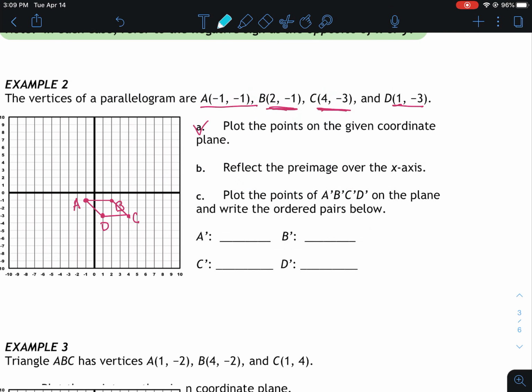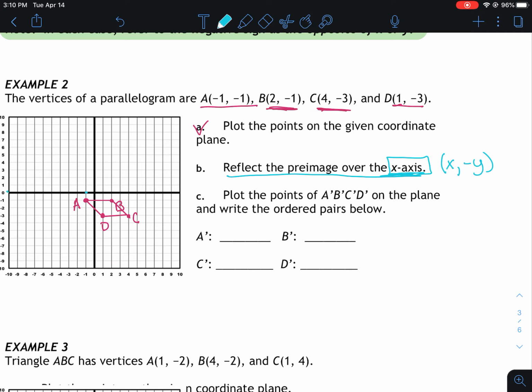So now we are going to look at our pre-image, and we are going to reflect it over the x-axis. Remember that when we see x-axis, that means the y values are becoming the opposite values. Now, for me, I think it's much easier to just graph the points and then find them. For some of you, it might be easier to just do the opposite of y, write the ordered pairs, and then graph them yourself. Totally up to you which way you decide to do it. For letters A and B, I'm going to graph them first. For letters C and D, I'm going to do the mathematical process.